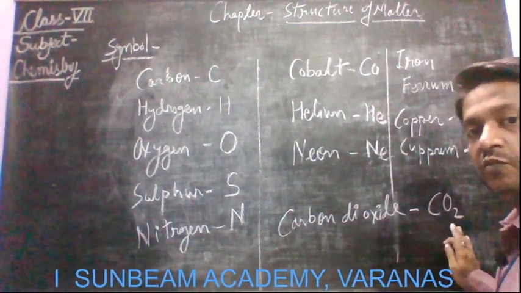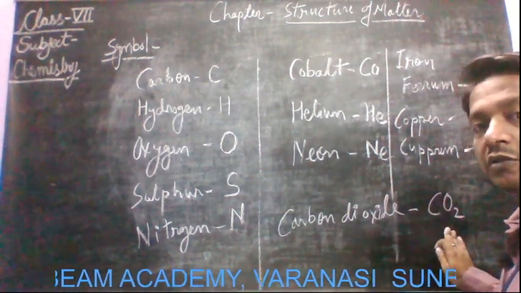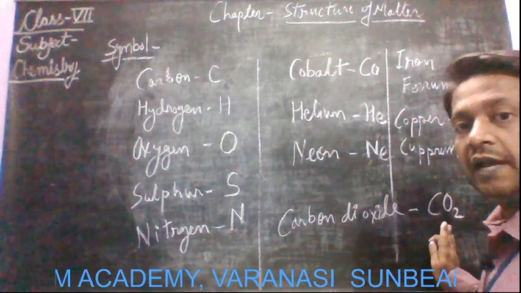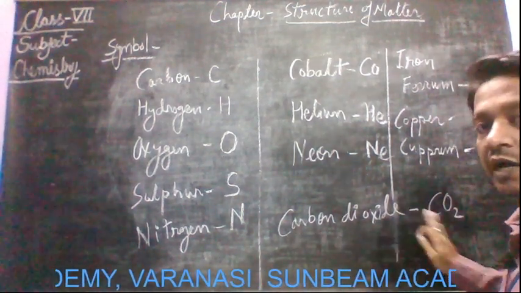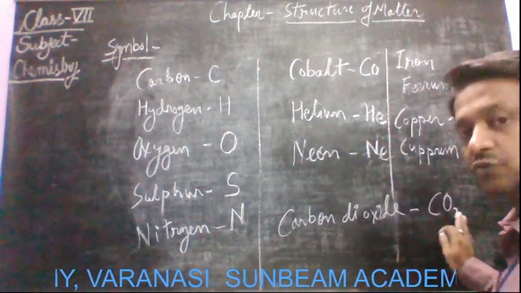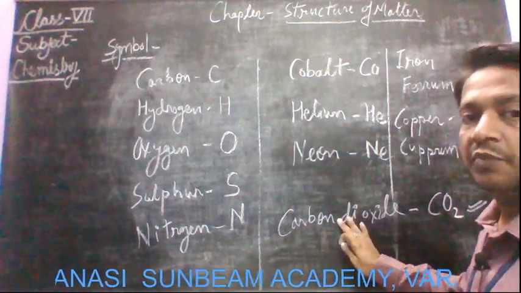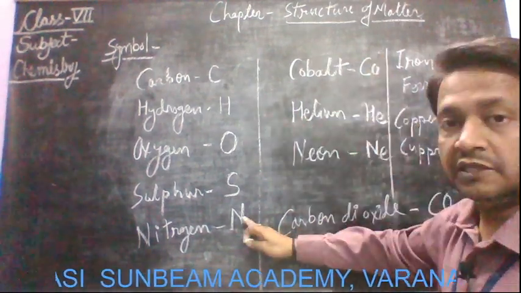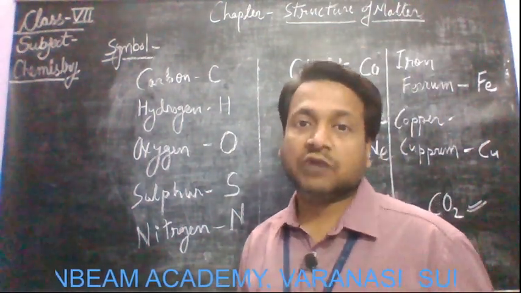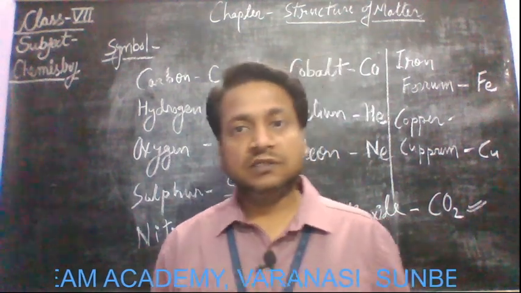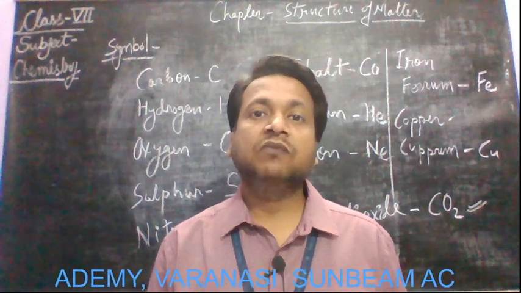So in this formula of the compound, we are going to use the symbols of the different elements which are present in this compound, carbon and oxygen, in a ratio 1 is to 2. So this will be termed as the formula of the compound, and these will be termed as simply the symbols of elements. So I hope that you understood well about the symbols. Now come to the next topic, that is formula.